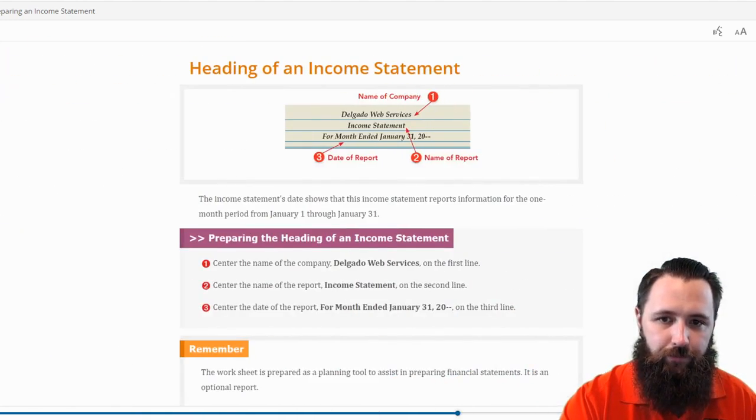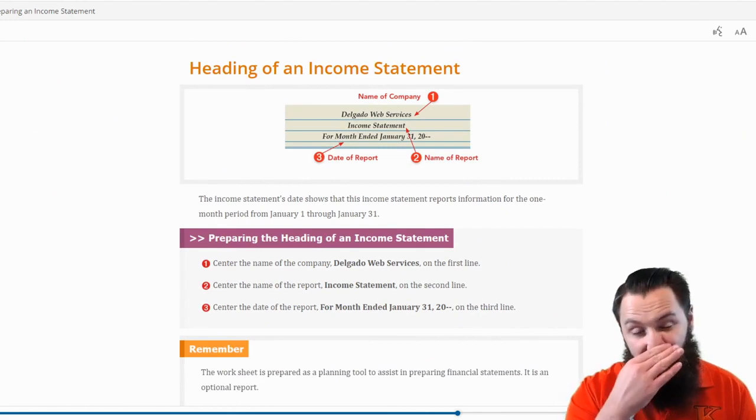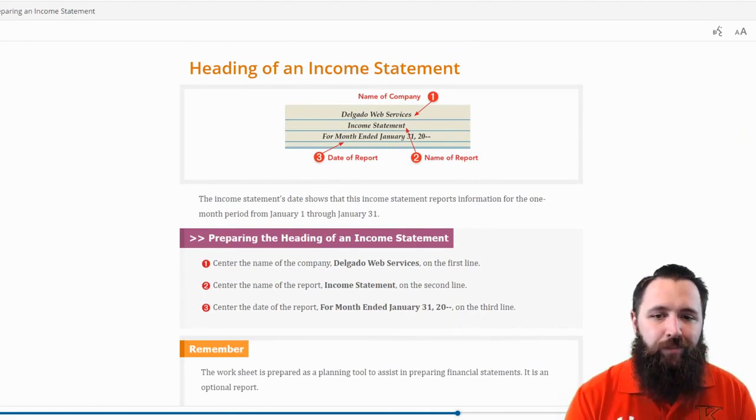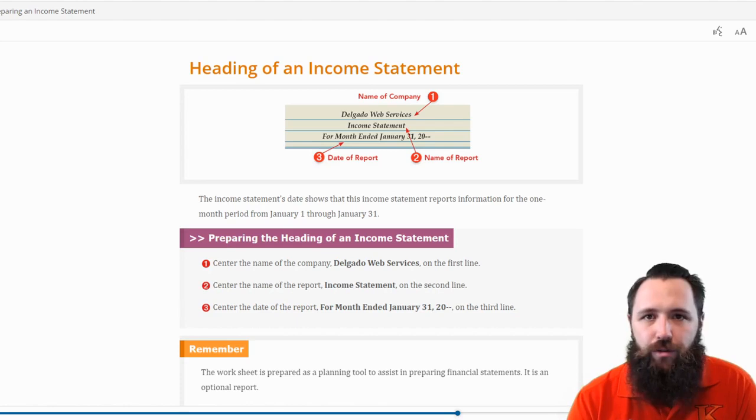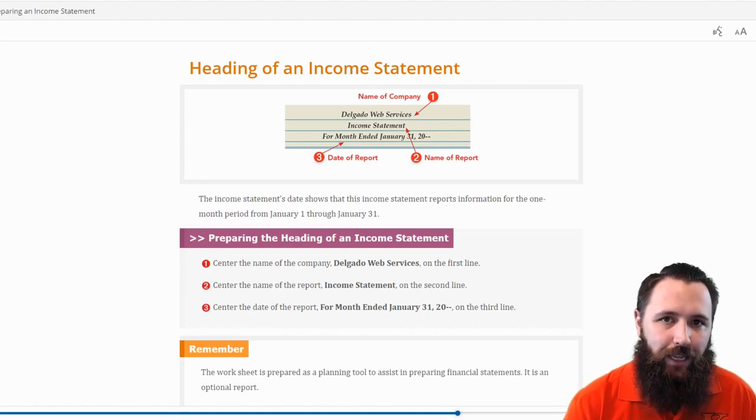All right. So now we're going to go through how to actually create this income statement. First thing we're going to do is we're going to prepare the heading of the income statement. You center the name, so Delgado Web Services first. After that, you just write income statement. And then once you're done with that, you write the date that the report is taking place on.